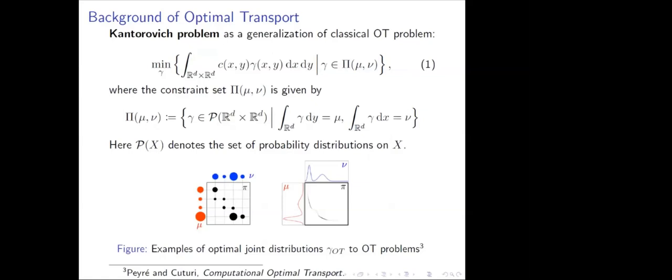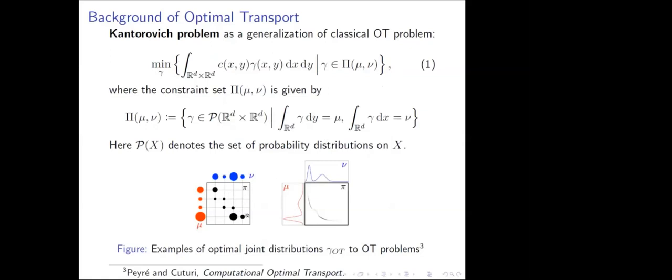The generalized version of the OT problem is called the Kantorovich problem. Instead of minimizing over the transport map, we are minimizing over the joint distribution gamma with fixed marginals equal to mu and nu, and we are going to minimize this average cost. We denote the optimal solution for the Kantorovich problem as gamma OT. We call it the optimal transport plan.